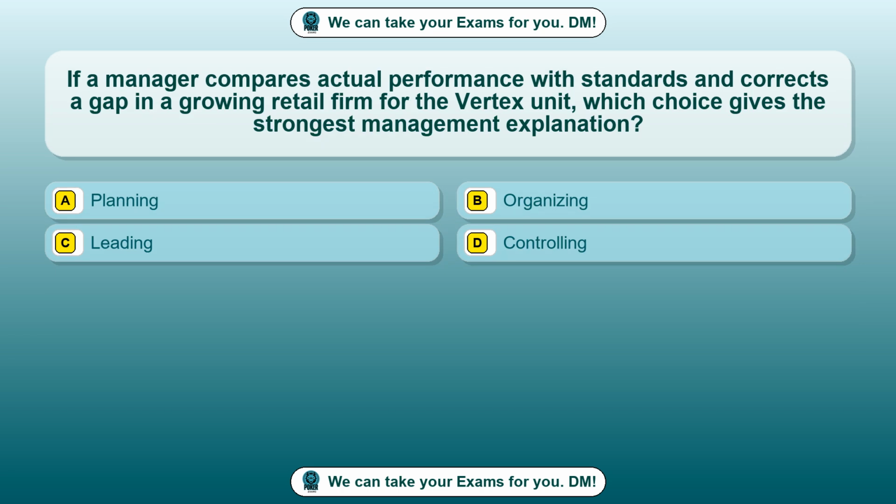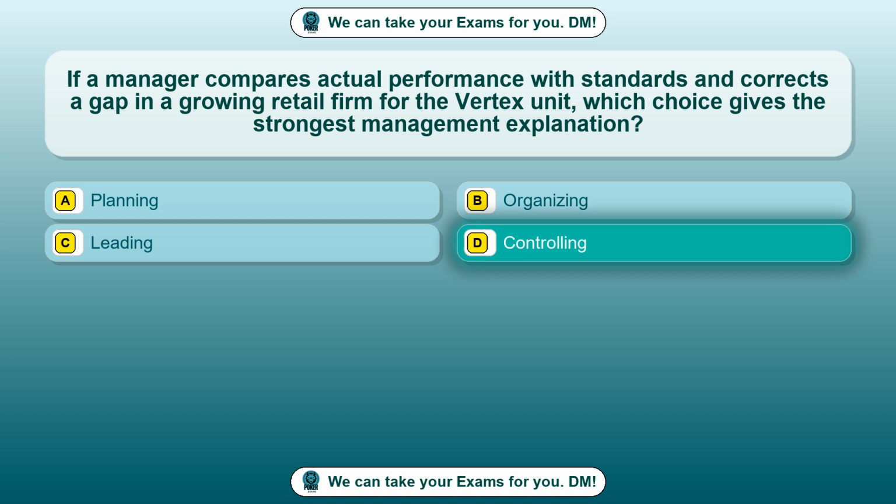Question 48. If a manager compares actual performance with standards and corrects a gap in a growing retail firm for the Vertex unit, which choice gives the strongest management explanation? Option A, planning. Option B, organizing. Option C, leading. Option D, controlling. The correct answer is option D, controlling.